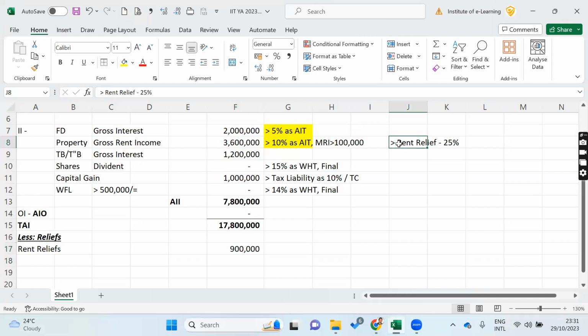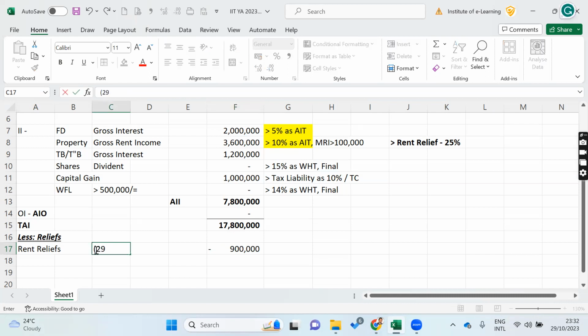Here also we have mentioned that. So rent relief we have taken, we can deduct that from the gross rent as repair and maintenance, because this 25% deduction is given as repair and maintenance.